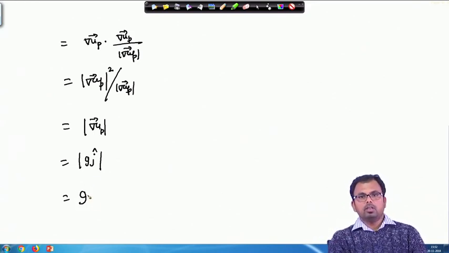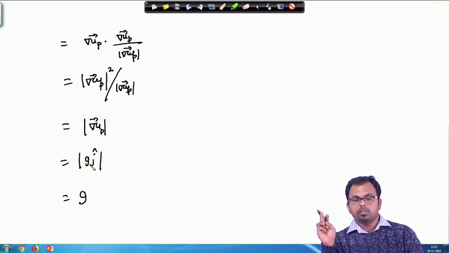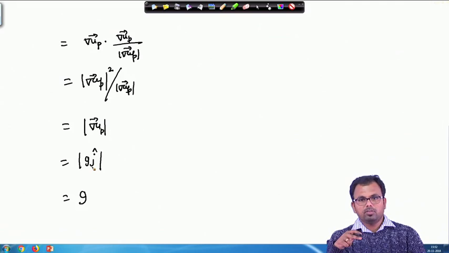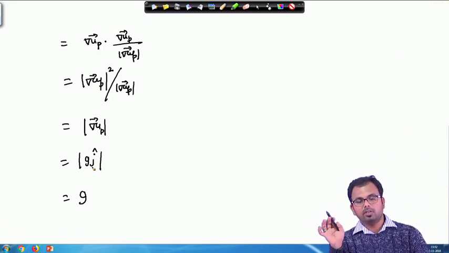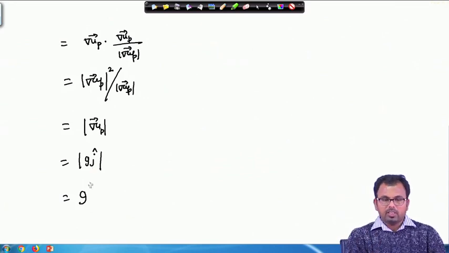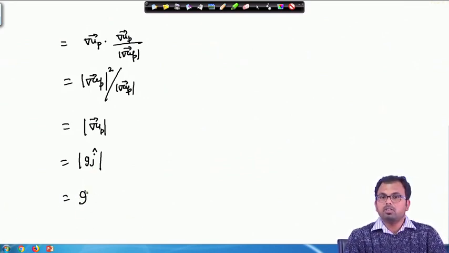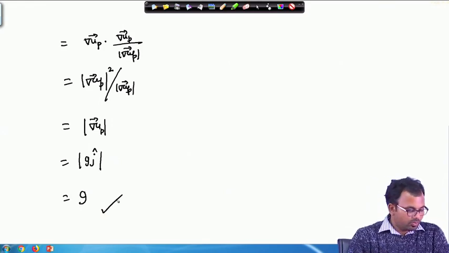So, I substitute the gradient of u at the point P as 9j, and this mod is nothing but 9, because it will be the square root of 0² plus 9² plus again 0². The second component is 9², it is not 1². So, the square root of the square becomes 9. Ultimately, that is our required maximum, or greatest rate of increase, for the function at the point P = (1, 0, 3).